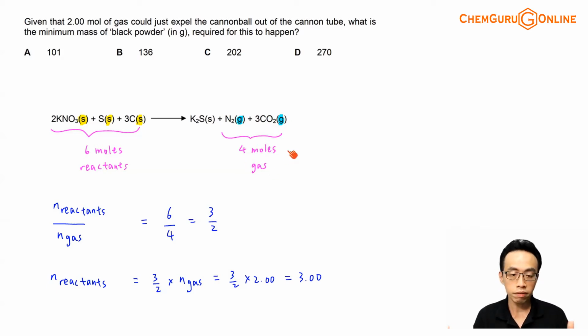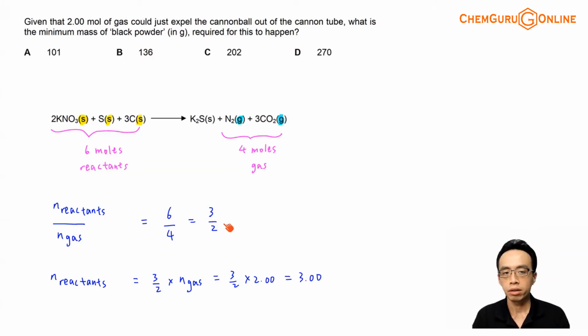product. So effectively what we have is, in terms of the mole ratio, the number of moles of reactants to the number of moles of gas is 6 moles of reactants to 4 moles of gas. The mole ratio is here, 6:4. Of course, we can simplify this to 3:2.